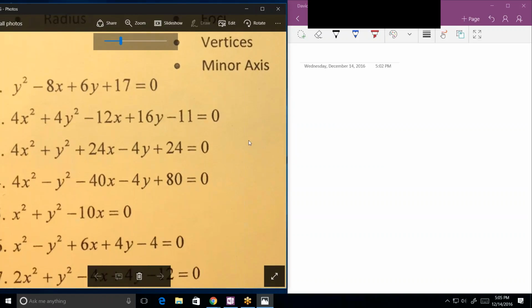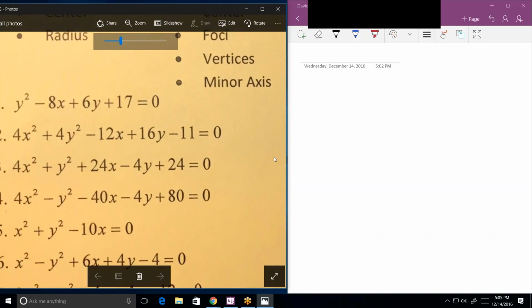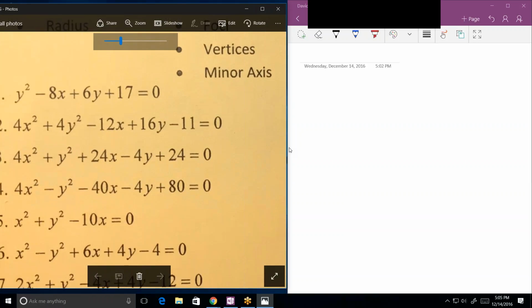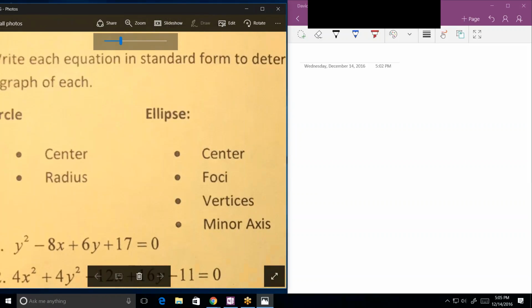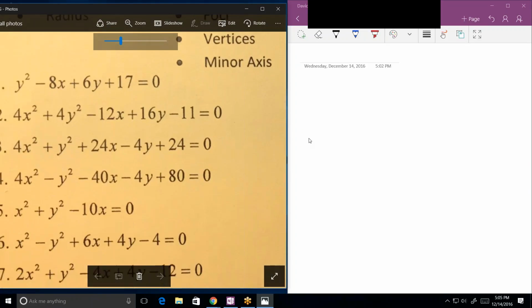Okay, which one do we want to start with? Let's start on number one. First of all, let's go through a little exercise. You tell me what each of these things are. What's number one? Parabola, circle, ellipse, or hyperbola? I was thinking maybe parabola. Correct. Horizontal or vertical?